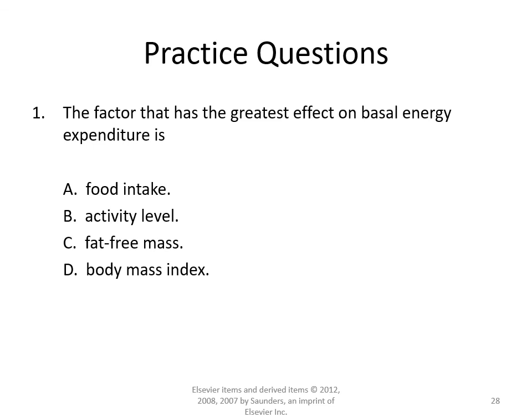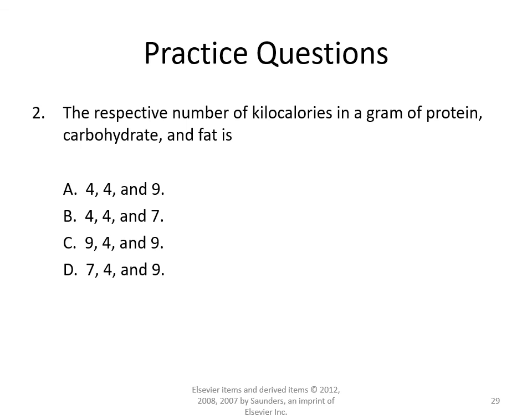So let's take a look at some review questions. The factor that has the greatest effect on basal energy expenditure is C, fat-free mass. Number 2, the respective number of kilocalories in a gram of protein, carbohydrate, and fat is 4 calories in 1 gram of protein, 4 calories in 1 gram of carbohydrate, and 9 calories in 1 gram of fat.